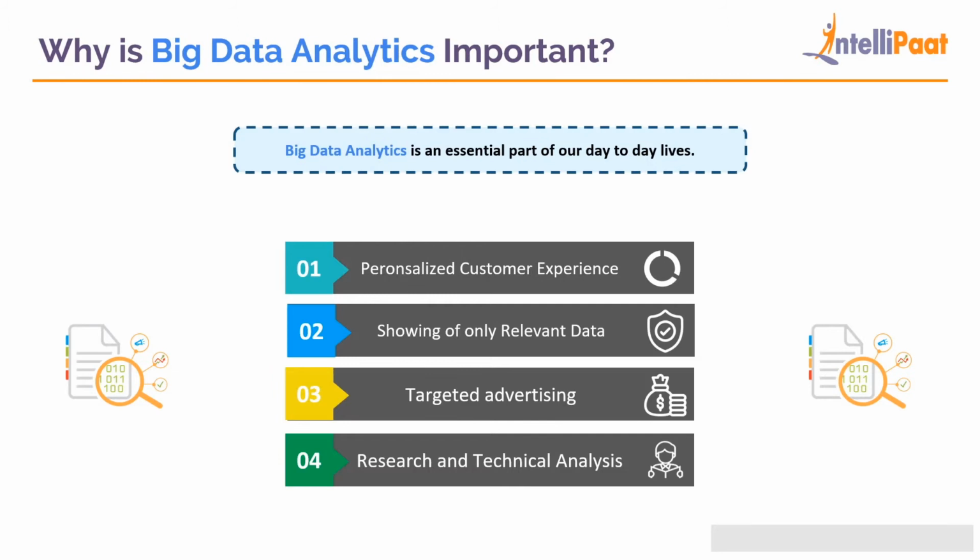Next is showing off only relevant data. Again, this comes under that category. Instead of showing you a product which you will never buy, we can show you a product which you might buy. So that will increase the chances of that product to be sold. Third one, targeted advertising. Again, this will come under the same first 2 category, but it is a little different. Here you pay money to push your advertisement to that particular user who may buy that product because he has searched about this product a lot.